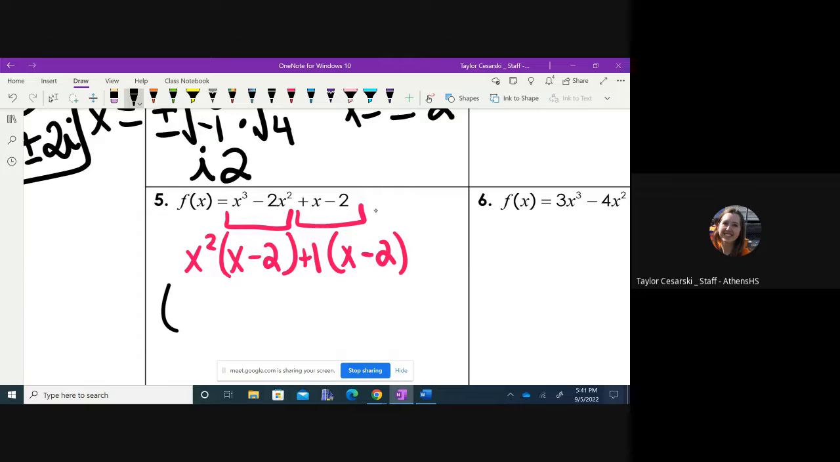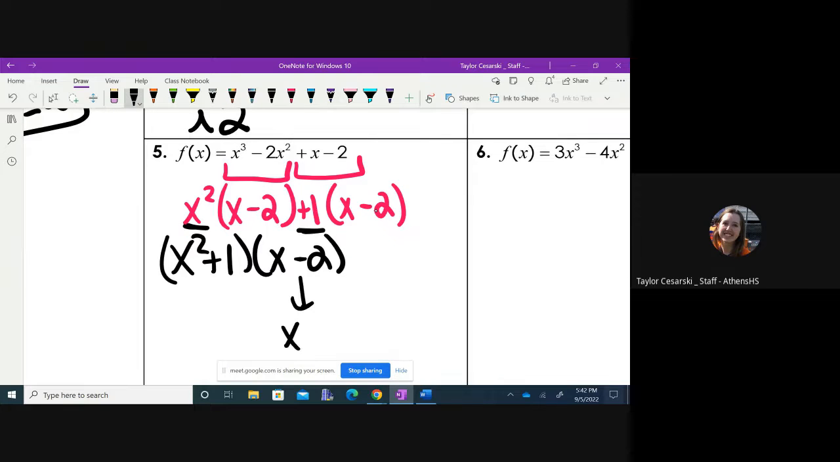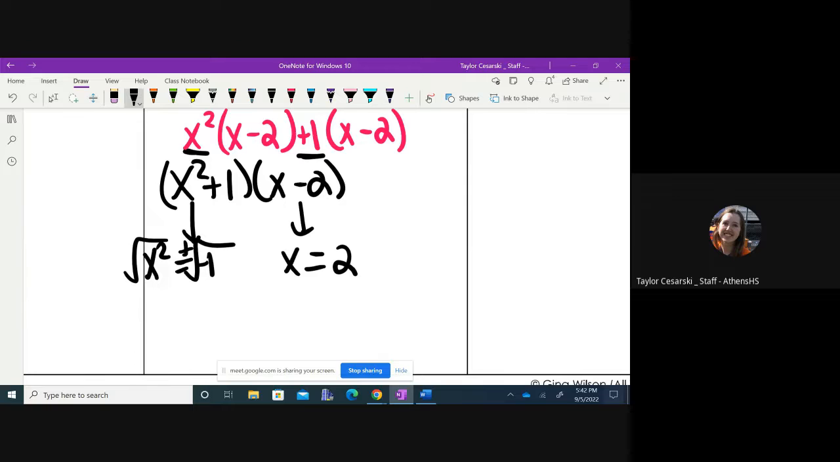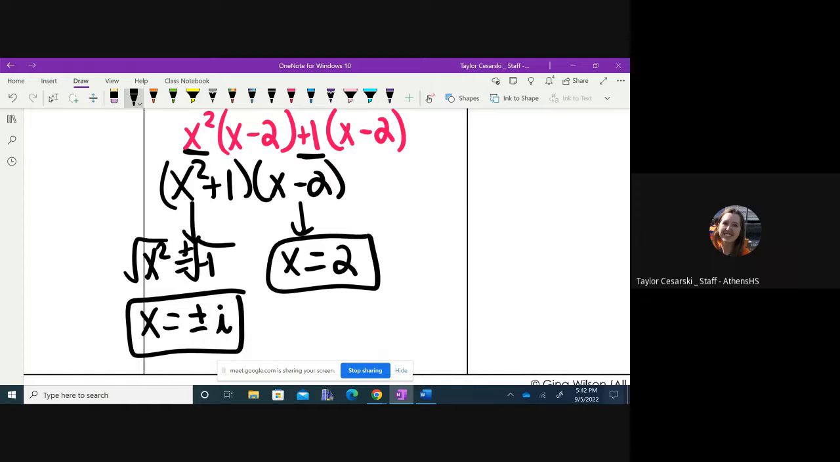So my two factors are x squared plus 1 from those terms in front there, and then x minus 2. Remember, you should have 3 roots for this one. So when I set this equal to 0, I just get x equals 2, no positive or negative because it's not squared. And then I'm going to do the same thing here. x squared equals negative 1. Take the square root, plus or minus. Now we know what the square root of negative 1 is. That's equal to i. So x equals plus or minus i. And x equals 2.